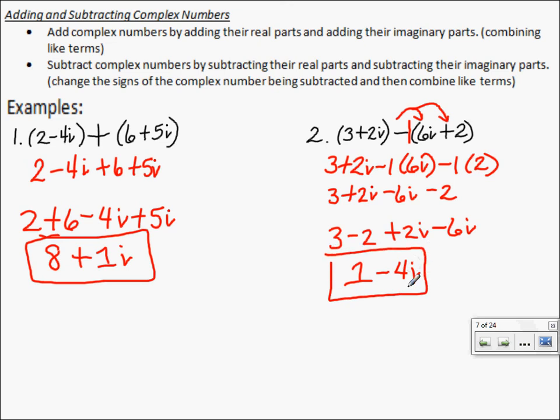And if you note, most of the time we'll have imaginary numbers on the end part with real numbers being in front. That's just a standard notation.